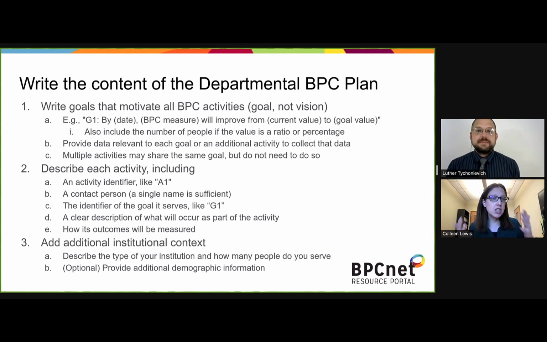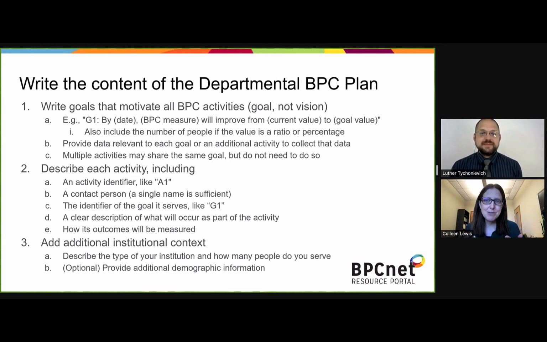So my vision is to have an inclusive campus, which is not necessarily measurable, and like, how would I know if I had achieved that goal? You're welcome to include that visionary text, but we also need a goal that motivates each activity. So here's an example goal. I say G1, remember those identifiers. By a particular date, this particular measure will improve from a current value to a goal value.